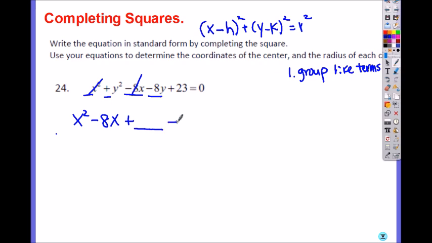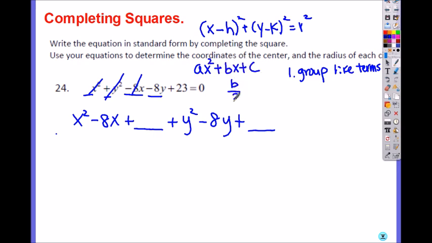What about y? So plus y squared and minus 8y. And how do you complete the square? If you have, again, ax squared plus bx plus c, you do b divided by 2 squared to get c when you complete the square. And what about this constant? You're going to put all the constant on the other side.